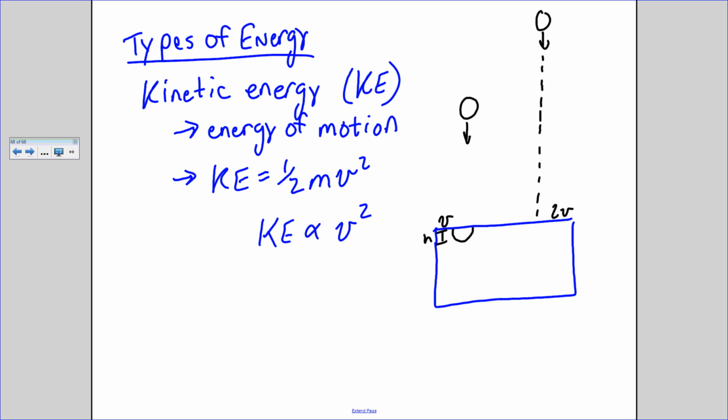A factor of 4, right? Because if you increase your speed by a factor of 2, 2 squared is equal to 4. So it increases the kinetic energy by a factor of 4, and you get an indentation in the clay that is 4 times as deep. So she found that this was 4H.